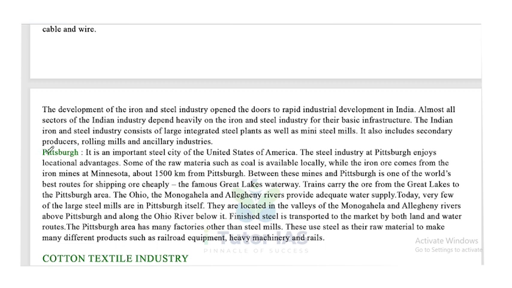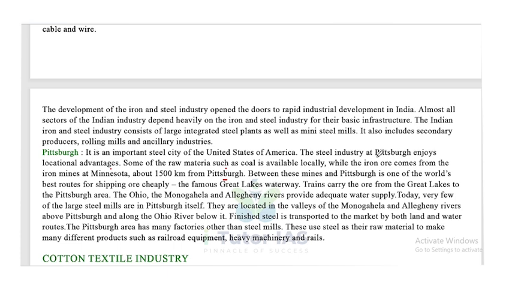Now, Pittsburgh. It is an important steel city of the United States of America. The steel industry at Pittsburgh enjoys locational advantages. Some of the raw materials such as coal are available locally, while the iron ore comes from the iron mines at Minnesota, about 1500 kilometers from Pittsburgh. Between these mines and Pittsburgh is one of the world's best routes for shipping ore cheaply, the famous Great Lakes Waterway.